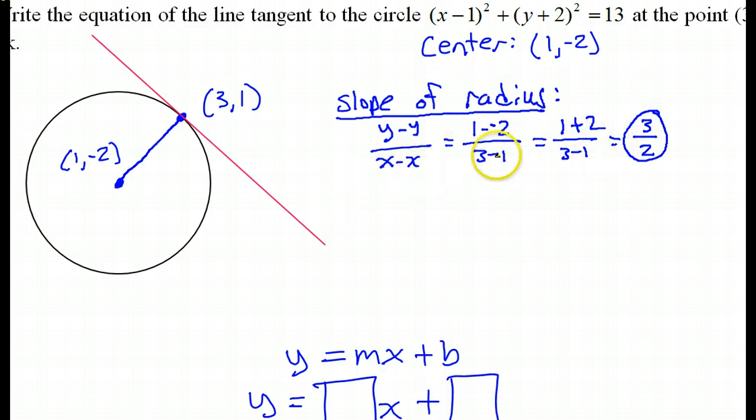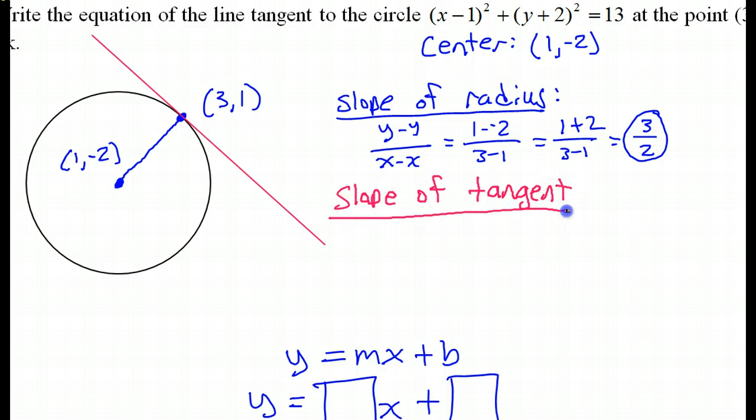Now we can use that to find the slope of the tangent line, which is the thing that we really need for our equation. So let's find the slope of the tangent. That will simply be opposite and reciprocal of the slope of the radius. So if this is positive 3 over 2, the slope of the tangent will be negative 2 over 3. It's got to be opposite in sign and reciprocal, so turned upside down as a fraction. The reason for that is the radius will always be perpendicular to the tangent, and the slopes of perpendicular lines are always opposite and reciprocal.